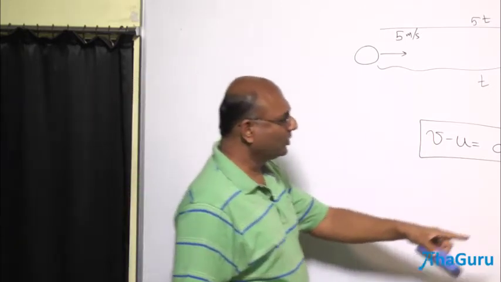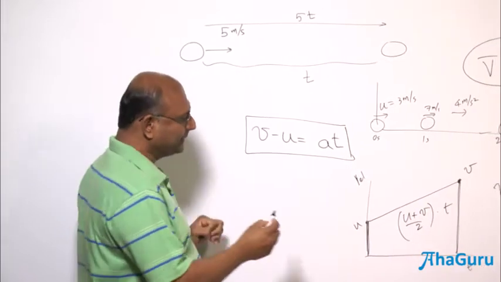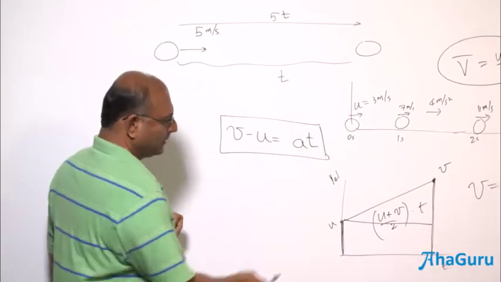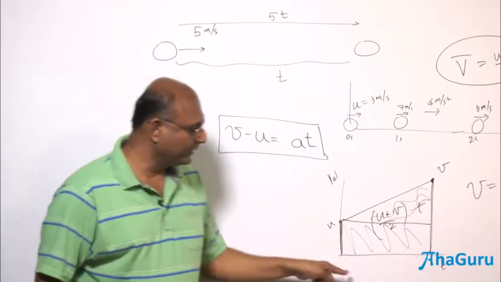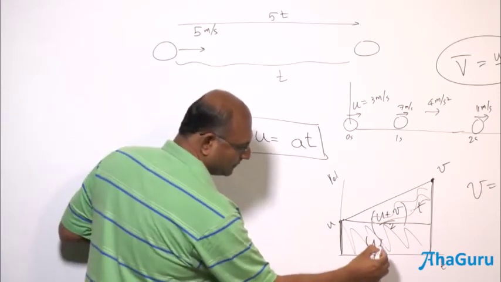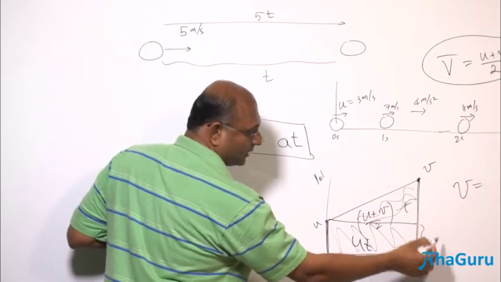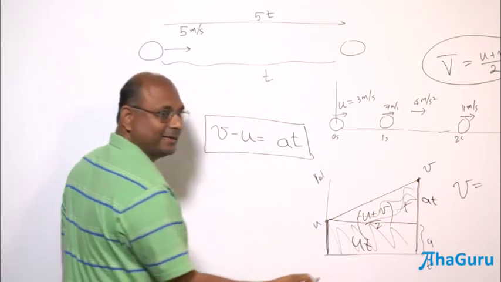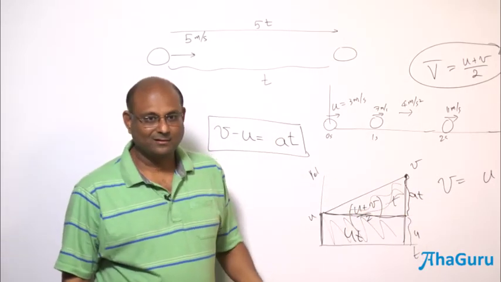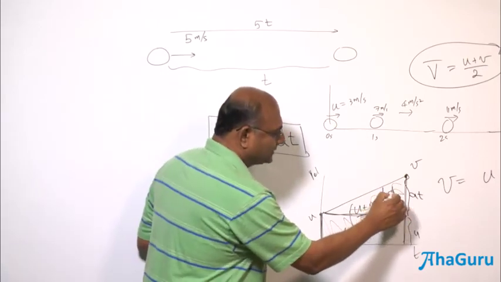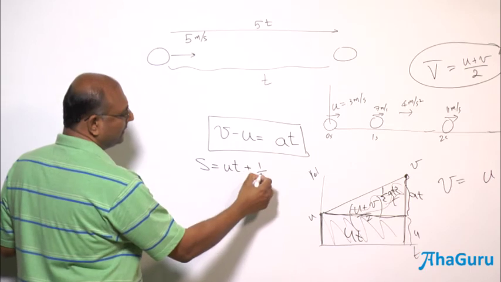And by the way, since you know this much, it's easy to find out the area of the trapezium. But the area of the trapezium can also be found in another way, by doing this and doing that. What is this? u into t, ut. Now what was that? That was v. What is this? u. So what is that? v minus u, which is at. So this is at and this is t. That's a triangle, half at square. So this area is half at square. So the whole area is ut plus half at square. So you can say s is ut plus half at square.